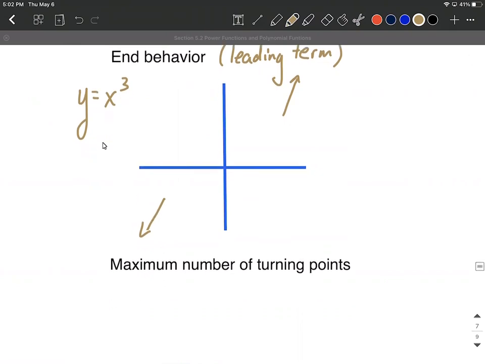All right, next, we want to find the maximum number of turning points. This can be calculated by taking whatever the degree is minus 1. It always has to be at least 1 smaller than the degree.